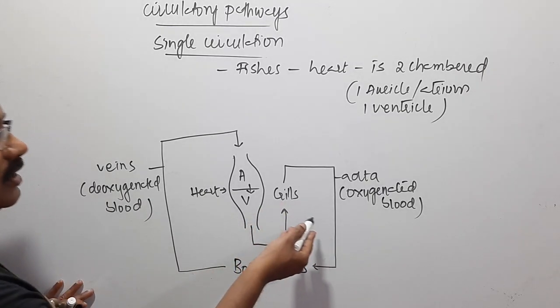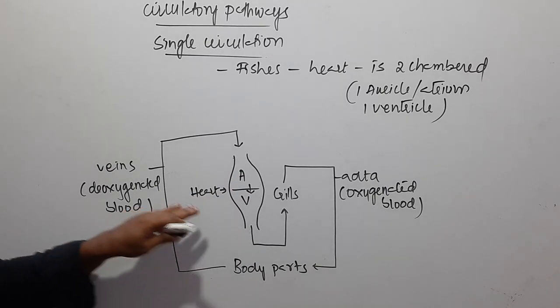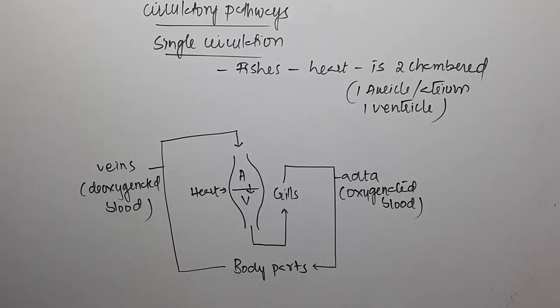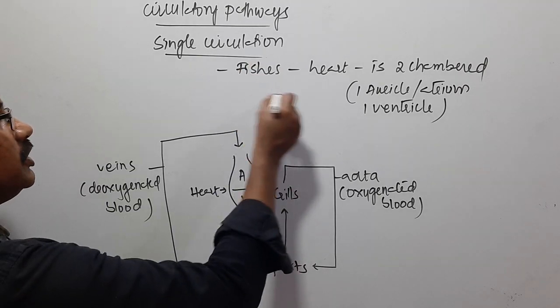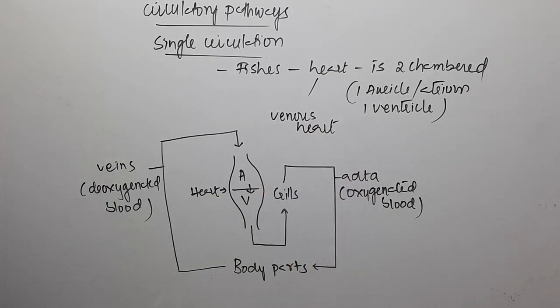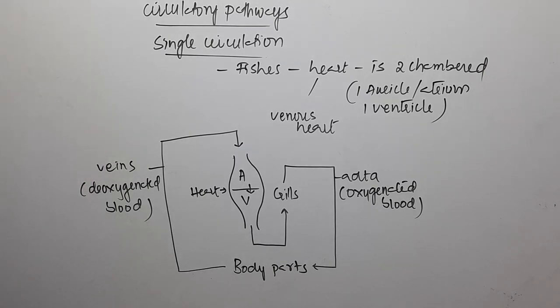Here the blood after oxygenation never returns to the heart. So in the case of fishes, the heart will always be carrying deoxygenated blood. For that reason, the heart in fishes is called a venous heart. You can see there is only one circulation through the heart, and that's why we call it single circulation. This is how single circulation takes place in fishes. Now let's see the incomplete double circulation.